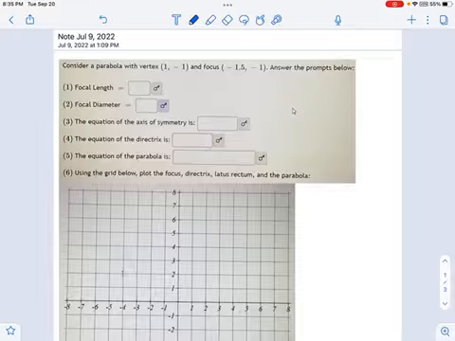I think the most important thing to establish at the very beginning of a problem like this is what direction your parabola is going in, right? Is it a vertical parabola, up or down, or is it a horizontal parabola that opens left or right? Well, let's take a look at the vertex and the focus, and that'll become more clear, I hope.